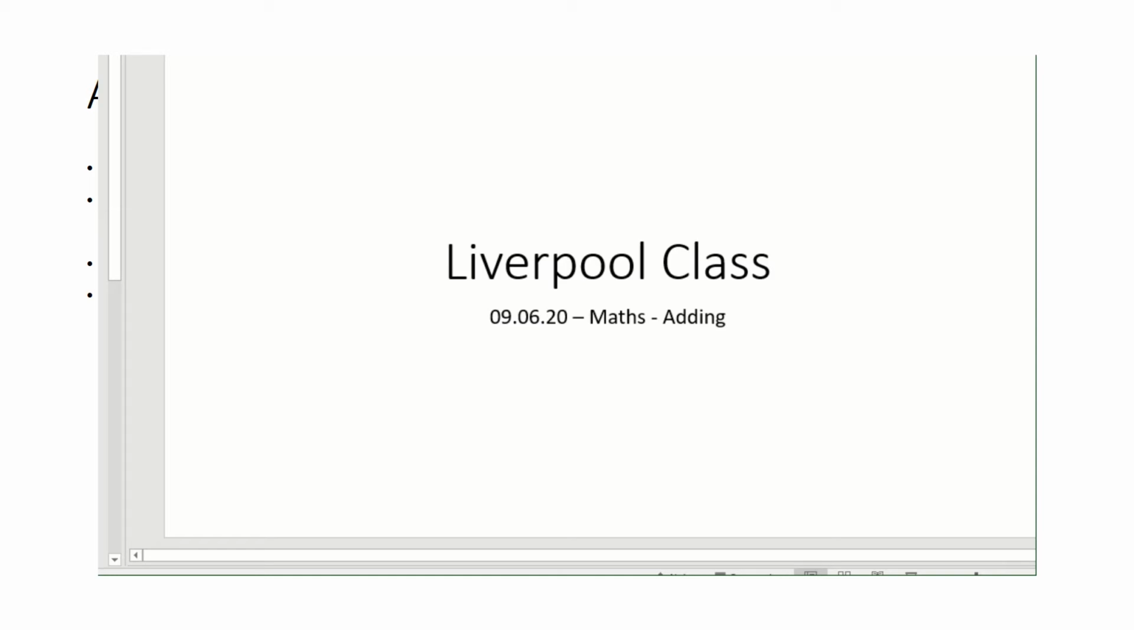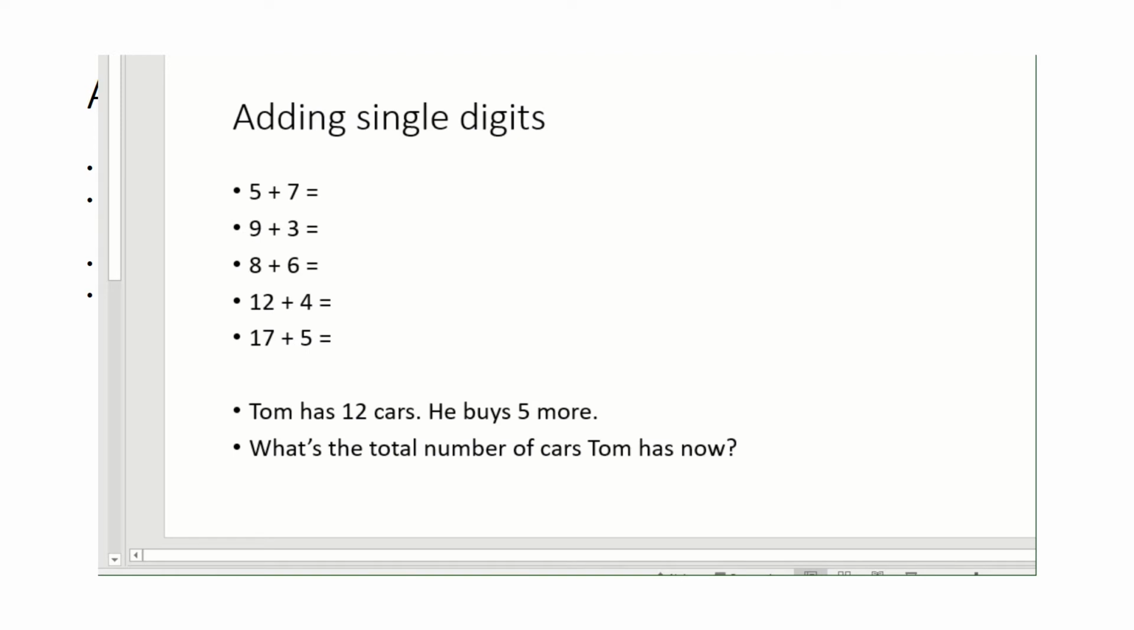I hope that you're going to enjoy doing some of this. All of this is learning that we have previously done. So we're going to first look at adding single digits, okay? So they're quite easy. So you could count on 9 and 3. Because if you know 9 and 1 makes 10, then you just have to add 2 more, don't you? But 17 and 5, if you know 17 and 3 is 20, then you've just got to add 2 more, haven't you?